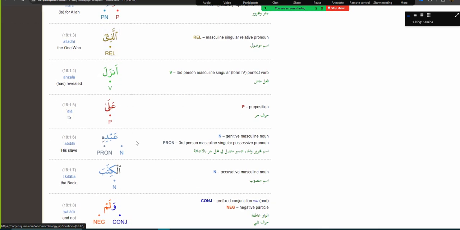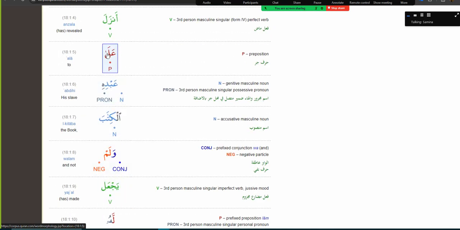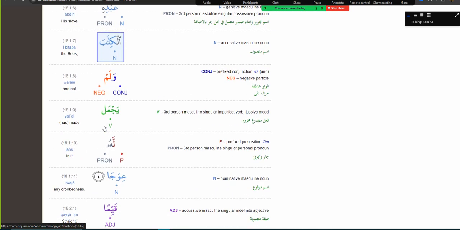And anzala ala abdihil kitab, ala, you already know, this is jar majroor again. Abdihi, you already know, this is mudaf ilayh. Al kitab is the book. Walam yaj'al lahu iwaja. And you also know about lam, because we learned about the huruf jazima in our previous lesson. And what is it making to the mudari? It's making it majzoom, and the meaning is lam is not. Right? Lahu, li plus hu, it becomes lahu. Iwaja, any crookedness. So this is very important.